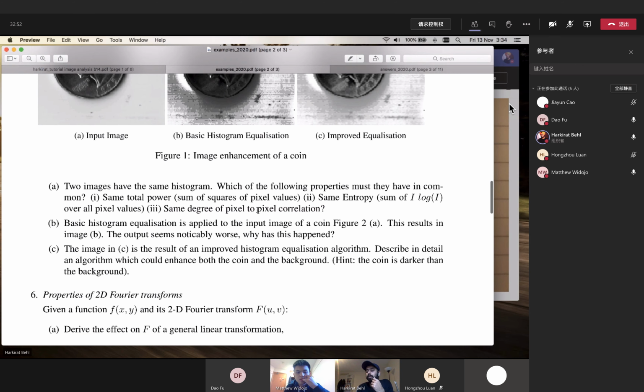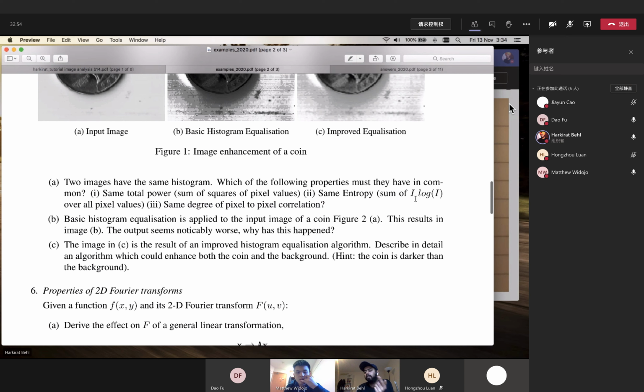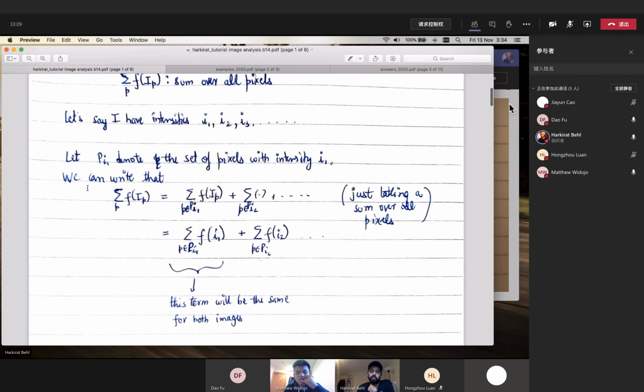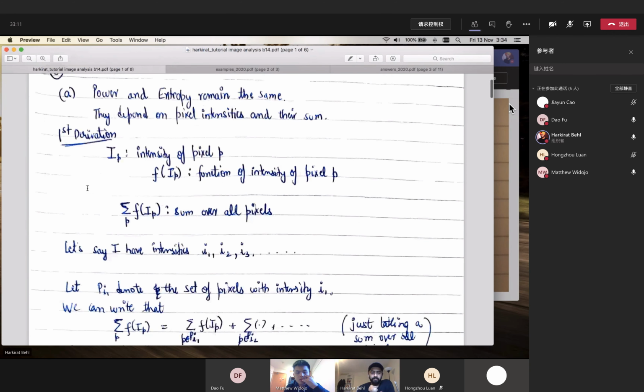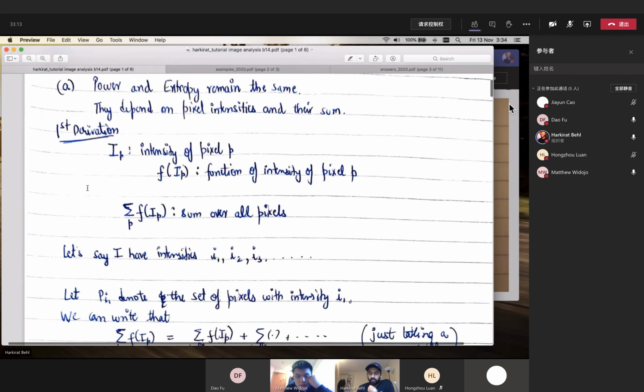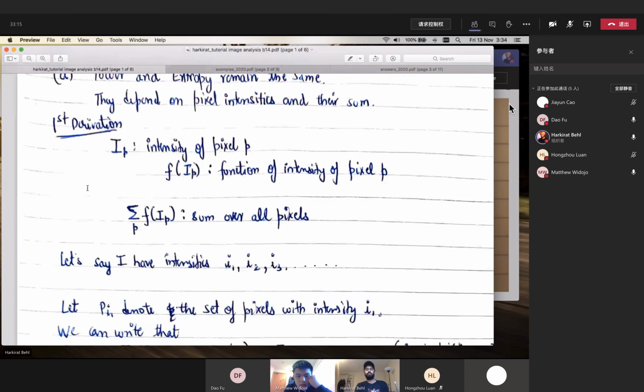So the sum of squares of pixel values. Similarly, the sum of I log I will also remain the same, because I log I is just a function of one pixel, and I'm summing over all the pixels. So it does not matter where I put the pixel. As long as I'm summing over all the pixels, this will remain the same. So this is like the first explanation. The second explanation is this. I tried to write it down in terms of math and have a look at how it looks.